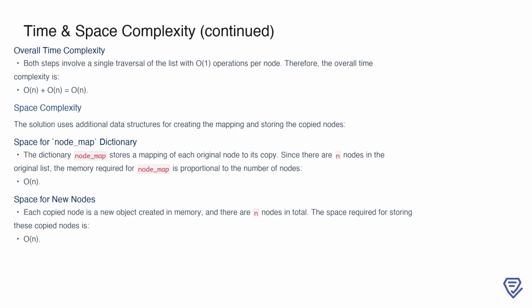Shifting focus to space complexity, the solution requires additional space for the node_map dictionary and the new nodes that we create. The node_map dictionary stores a mapping of each original node to its corresponding copied node, and since there are n nodes in the original list, the dictionary occupies O(n) space. Similarly, each copied node is a new object in memory, and since we copy all n nodes, the space required for these copied nodes is also O(n). Therefore, both the dictionary and the copied nodes contribute O(n) space each.